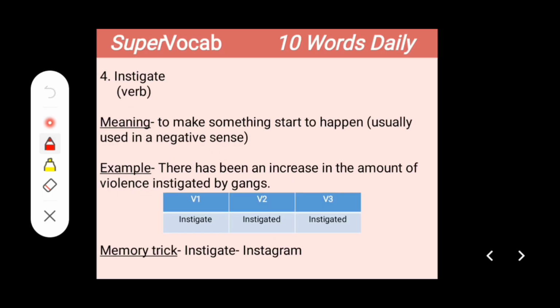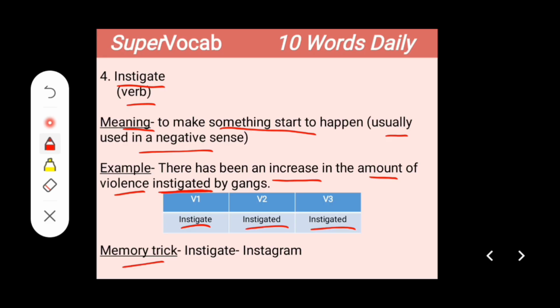The next word is instigate. Instigate is a verb. The meaning of instigate is to make something start to happen, usually used in a negative sense. Okay, so the example is: there has been an increase in the amount of violence instigated by gangs. Instigate basically means to start something, but it is used in a negative sense. So when someone starts something negative, you can say that he instigated that thing. And the forms of the verb are instigate, instigated, and instigated.